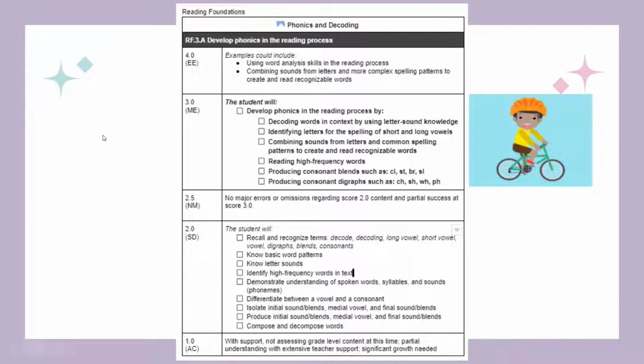A teacher can sit down with the student and say, okay, here's where you're at. You can decode words and contexts. You can identify letters, but we still need to work on combining sounds. That's something we have to work on. Same conversation can happen with parents. So you know exactly what your student is working on, where they are, and what's next.